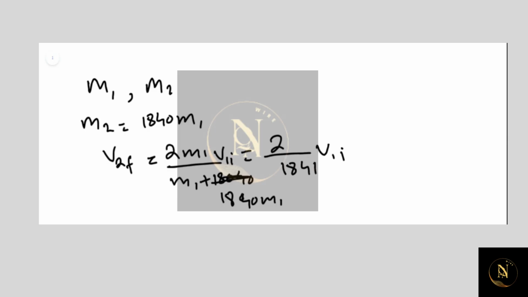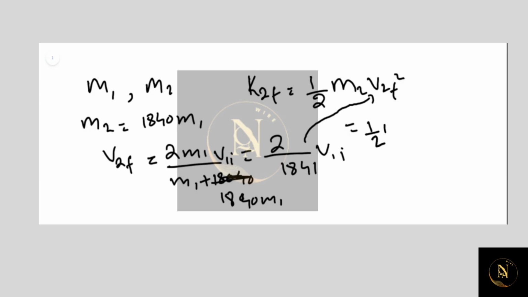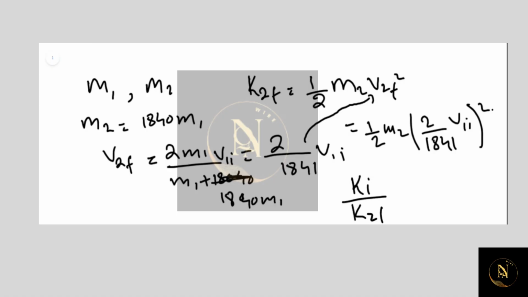We can then compute the final kinetic energy of the hydrogen atom, K2F, which is 1 over 2 times M2 V2F squared. Substituting the value for V2F, this is 1 over 2 M2 times 2 divided by 1841 V1 initial, squared. Taking the ratio of K initial divided by K2F, we get 0.22%.